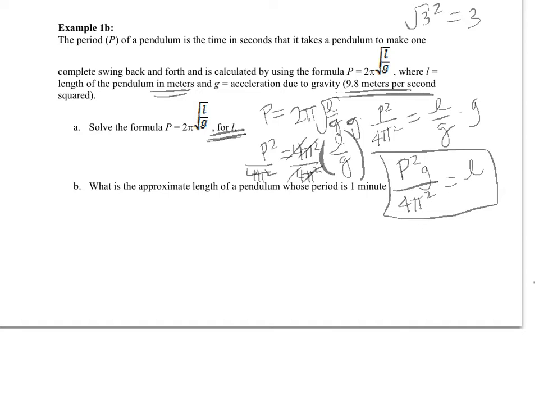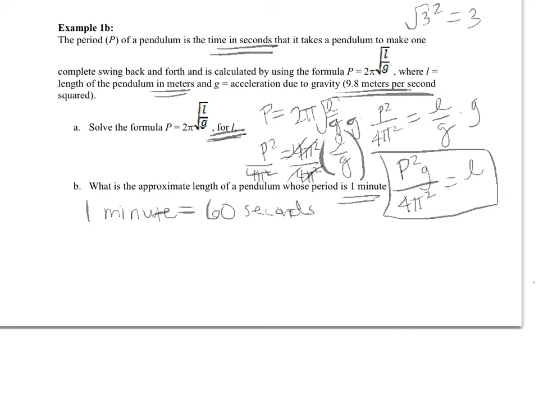In part B, it says, what is the approximate length of a pendulum whose period is 1 minute? Okay, if we look at the top, the period of a pendulum is the time in seconds. So we got to convert 1 minute into seconds, and we know that is 60 seconds. You got to be very careful with units.